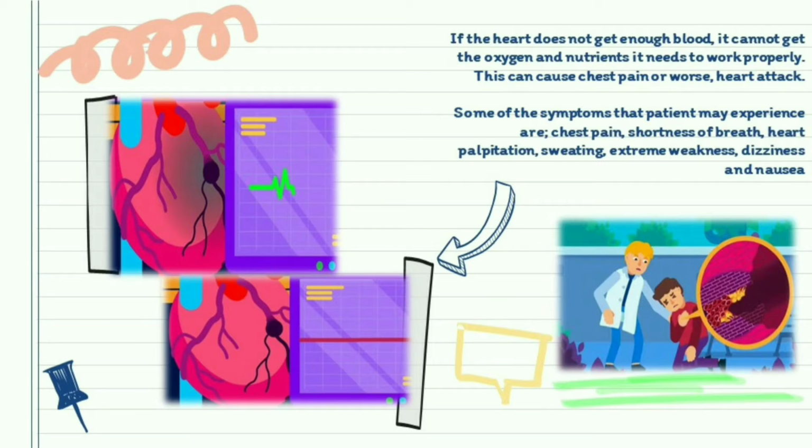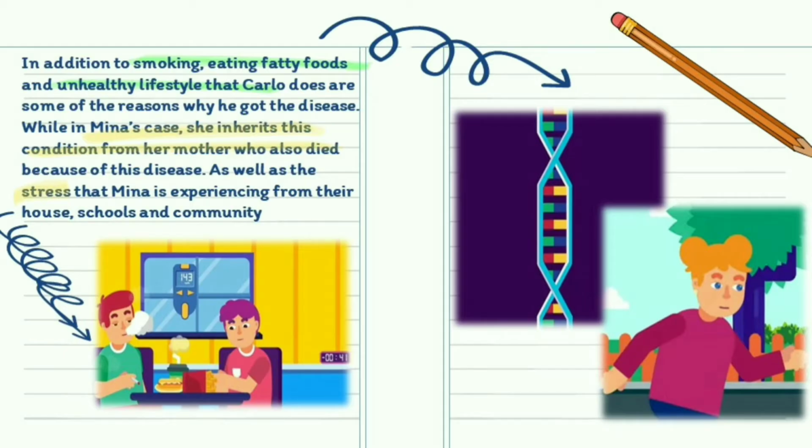Some of the symptoms that a patient may experience are chest pain, shortness of breath, heart palpitation, sweating, extreme weakness, dizziness, and nausea. In addition to smoking, eating fatty foods, and the unhealthy lifestyle that Carlo does are some of the reasons why he got the disease. While in Mina's case, she inherited this condition from her mother who also died because of this disease, as well as the stress that Mina is experiencing from their house, school, and community.